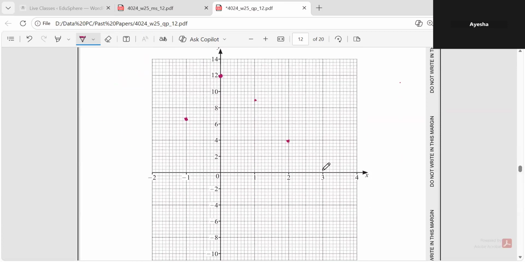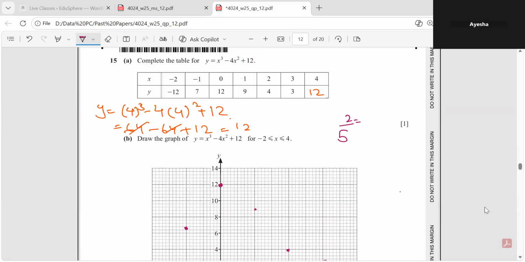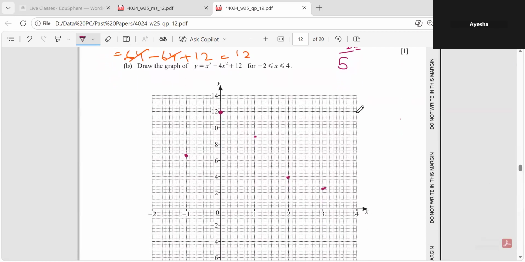And for 3, it's 3. So let's plot for 3. It's in between, almost again. This will be here, 3. And then for the value of 4, we have found the value as 12. So for the value of 4, again we are going to put it like that. Now we have to join them and make a proper graph.